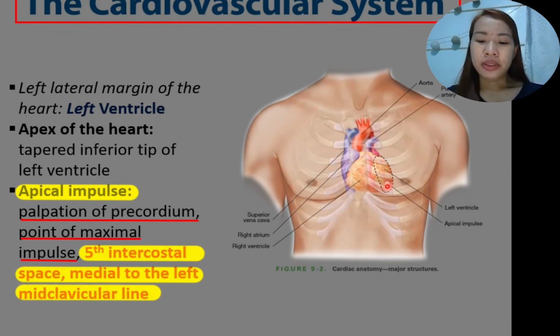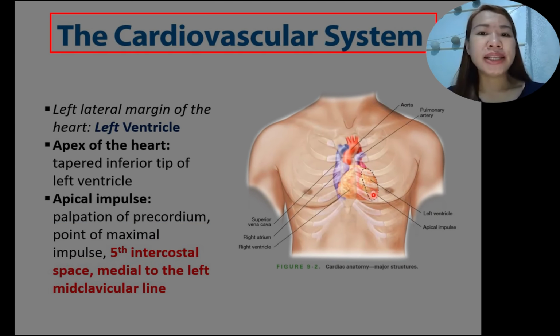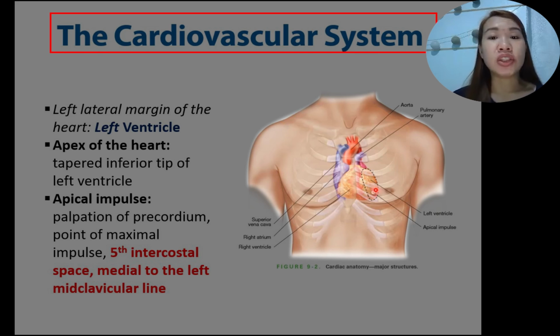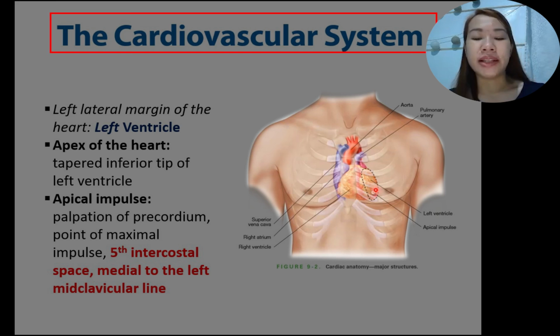Now, take note, class, I've mentioned that the point of maximum impulse can be palpated, but this is not always the case. Sometimes it's not palpable, even if we have a healthy patient with a normal heart. Detection is affected by both the patient's body habitus, or the size, and also the position during examination. If our patient is in a supine position, or lying down, the diameter of this point of maximum impulse may increase approximately 1 to 2.5 centimeters.